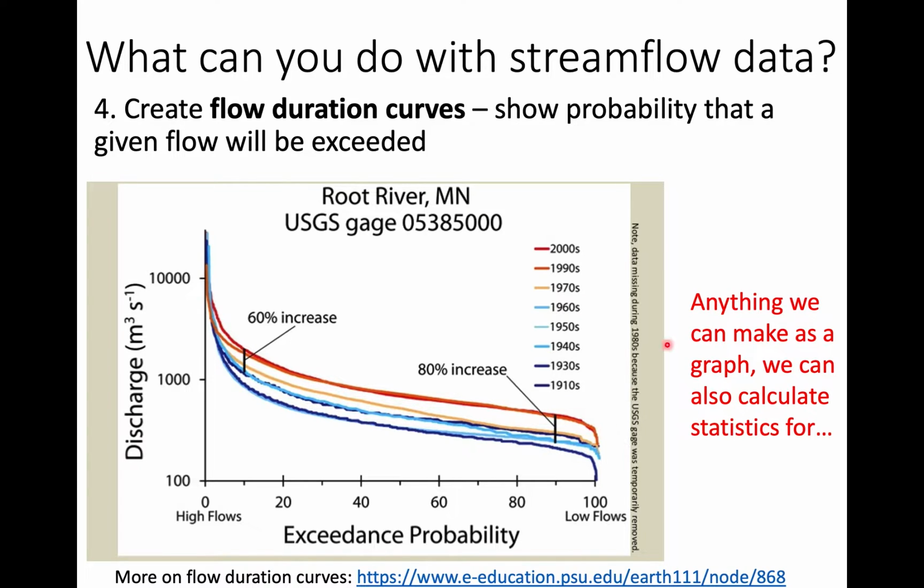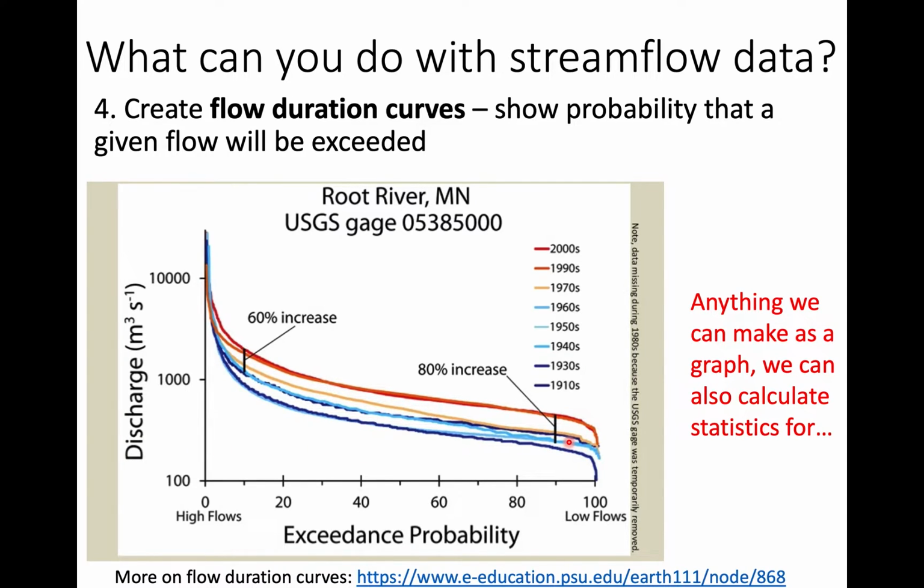And again, I've left the same little notation over here. Anything that we can make a graph of, and I'll show you how to make this graph, we can also calculate statistics for. And so you see some examples here where they're saying at the really low flow end of the spectrum, there is an 80% increase in these low flows, flows that are exceeded 90% of the time, between the early part of the 20th century and the present day. And so we can calculate a percent change for a particular exceedance probability, or we can just simply look at the discharge for a particular exceedance probability.